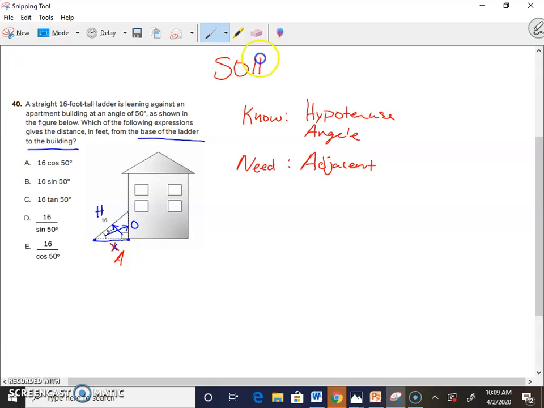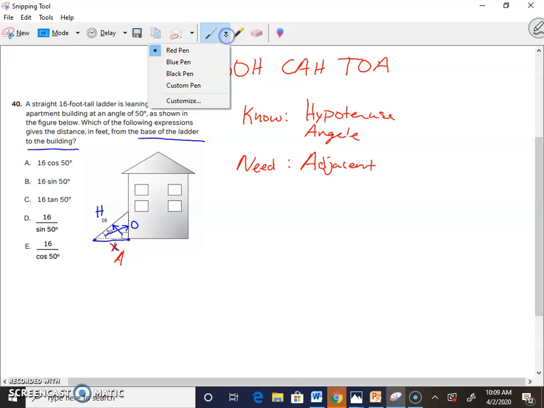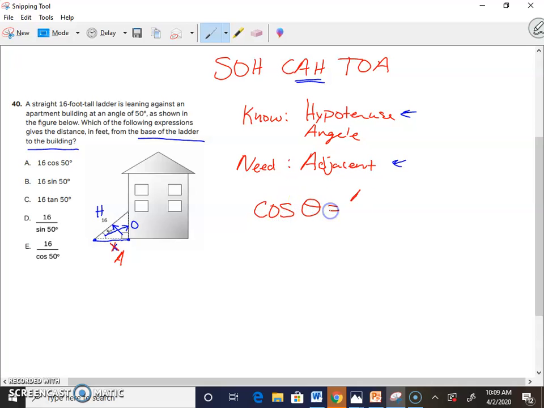Remember, I'm using trig terms to figure out what trig function I need. So, SOHCAHTOA. Okay, and I see, if I look up here, I see hypotenuse and I see adjacent. So hypotenuse and adjacent tells me that I need to use my cosine function. So cosine theta equals adjacent over hypotenuse.